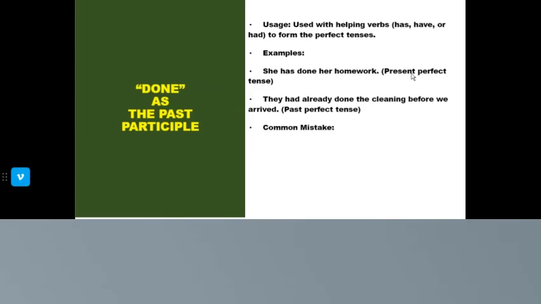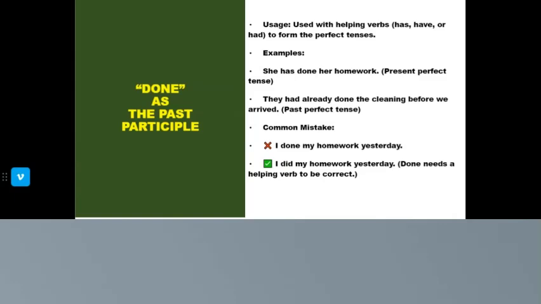Okay. Now, this is a common mistake we must avoid. I done my homework yesterday. In this case, you have omitted the helping verb, and so it is incorrect. The correct thing is to say, I did my homework yesterday. Done needs a helping verb to be correct. Okay. Now let's look at common uses and sentence structures. Number one, in asking questions.